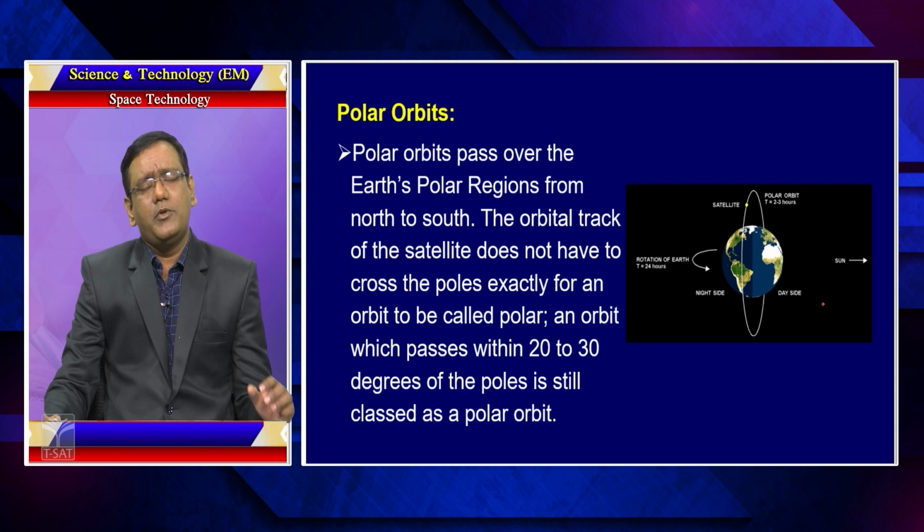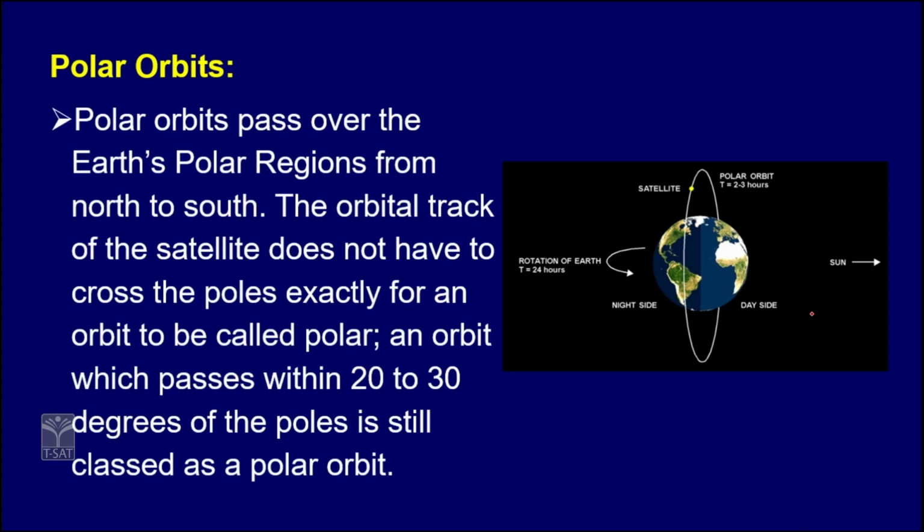So what are polar orbits? Polar orbits are nothing but orbits that actually pass over the Earth's polar regions from the north to south. From the north to south, it actually revolves around the Earth. The orbital track of the satellite doesn't have to cross the poles exactly for an orbit to be called polar. It may have some sort of an angle also.